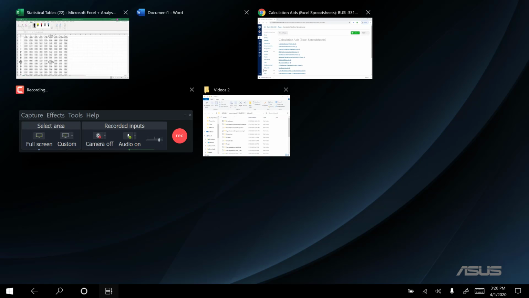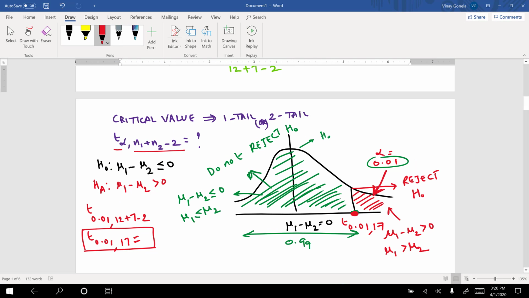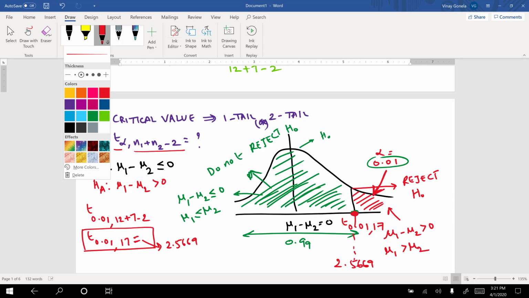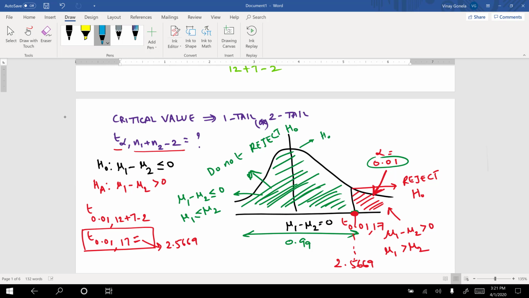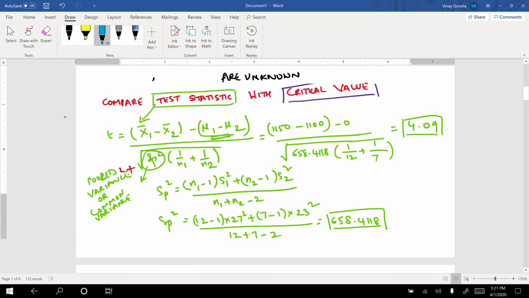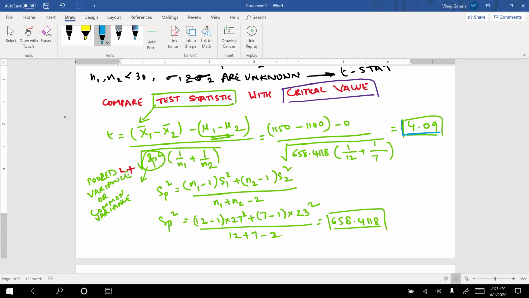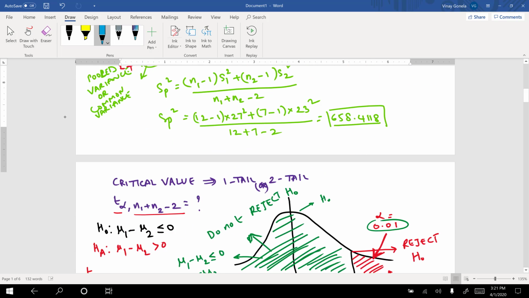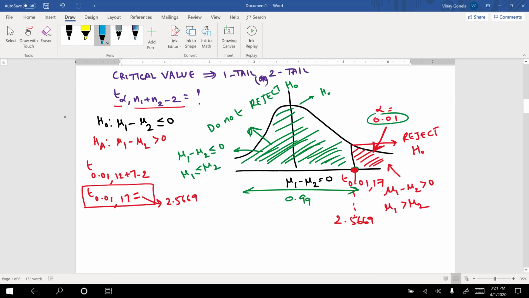So this is 2.5669. So this point would be 2.5669 in a number line. Now I'm looking for the T value 4.09. So where does 4.09 lie?